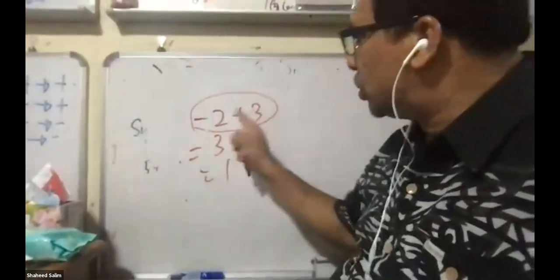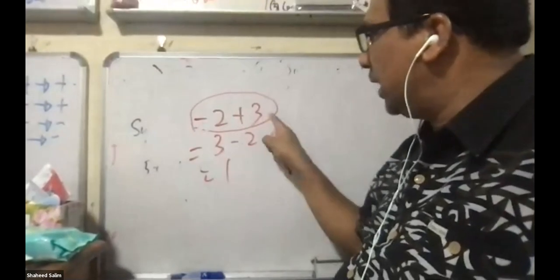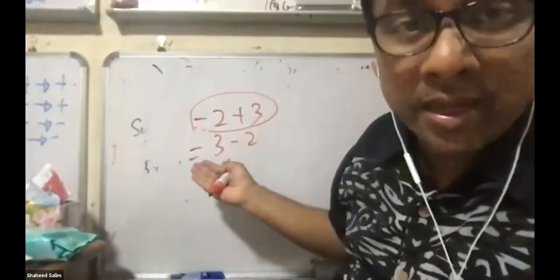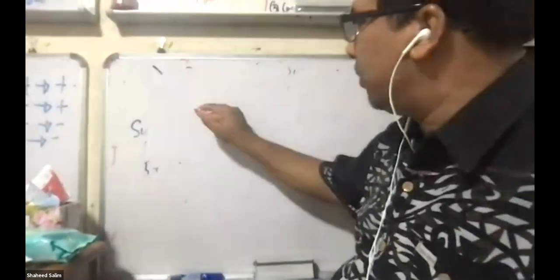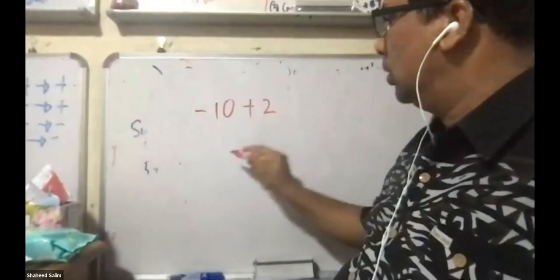So now what you do, you change the position. Maybe it might be easier. Sometimes not. Sometimes it doesn't get easier. For example, you have -10 plus 2. So you say, Mr.